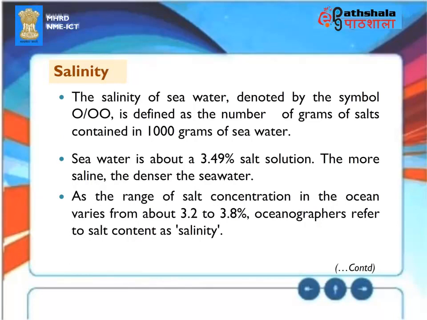Salinity. The salinity of seawater, denoted by the symbol ‰, is defined as the number of grams of salt contained in 1000 grams of seawater. Seawater is about 3.49% salt solution. The more saline, the denser the seawater. As the range of salt concentration in the ocean varies from about 3.2 to 3.8%, oceanographers refer to salt content as salinity.